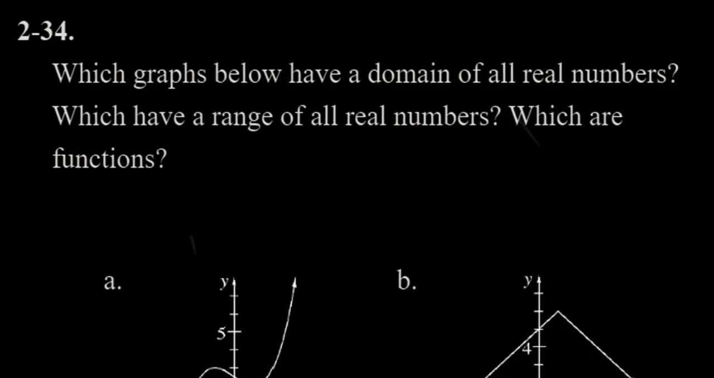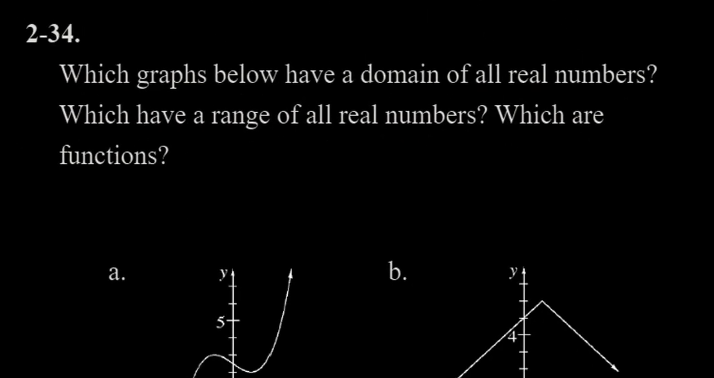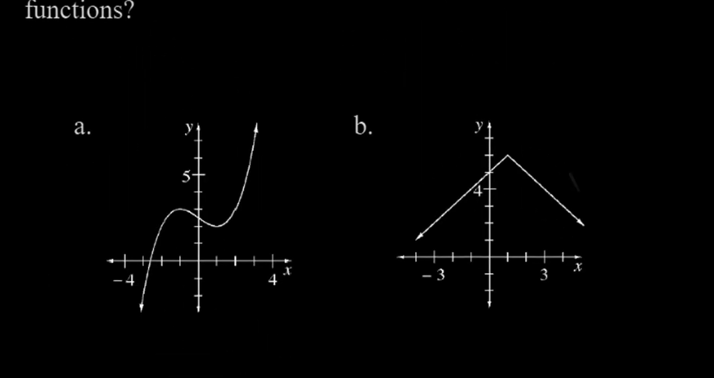Let's move to 34. It says, which graphs below have a domain of all real numbers? Which have a range of all real numbers? Which are functions? And there's just 3. There's A, B, and C.